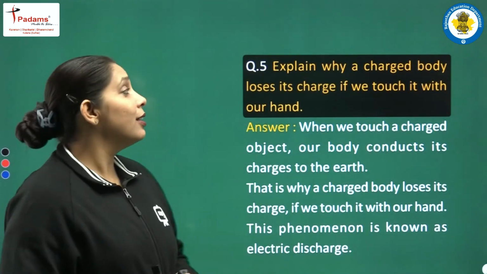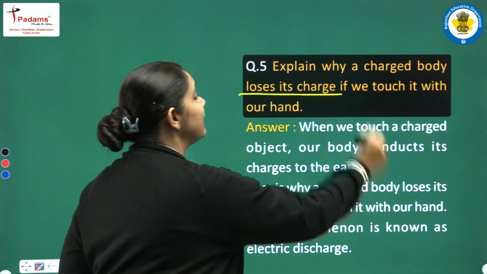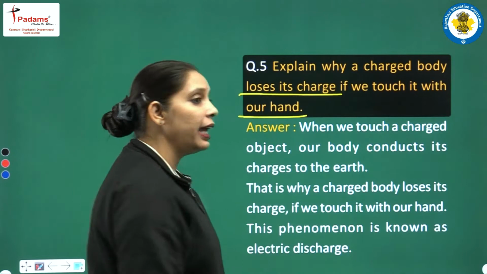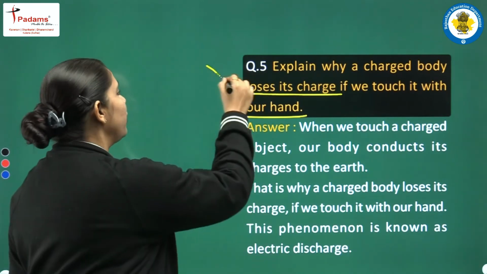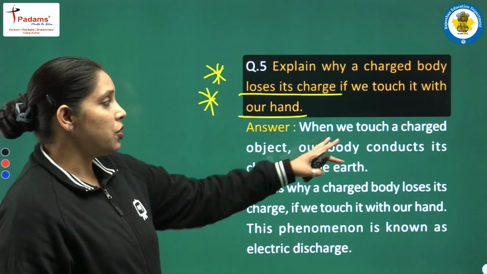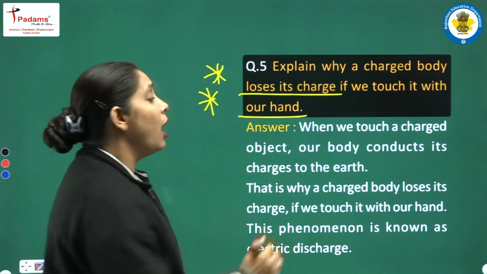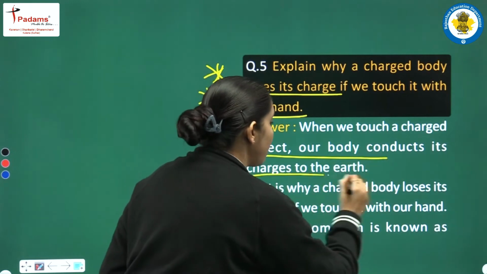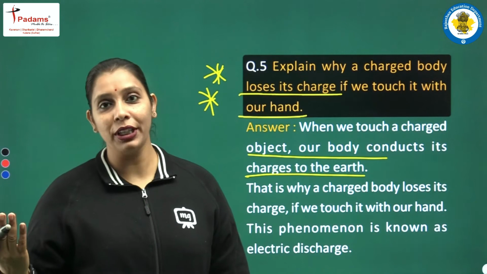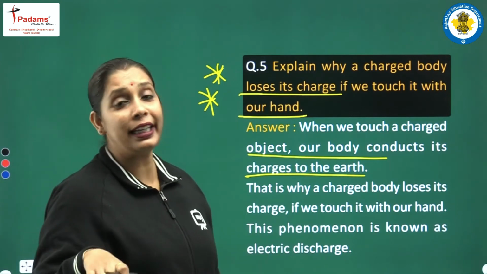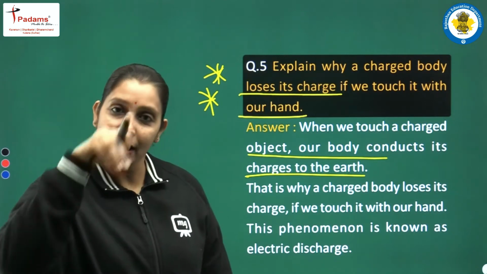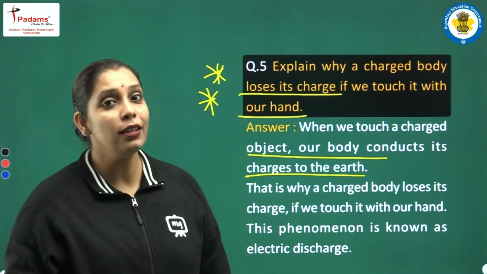Clear everyone? Okay, move to the next question. Explain why a charged body loses its charge if we touch it with our hand. Yes, this is a very good question, class 8th. So students, when we touch a charged object, our body conducts its charges to the earth. Because हम क्या हैं? Conducting body हैं भाई. और हम कहाँ पर खड़े हैं? अर्थ पे खड़े हैं. तो हम क्या करेंगे? उस चार्ज को ट्रांसफर करने का काम करते हैं अर्थ में.